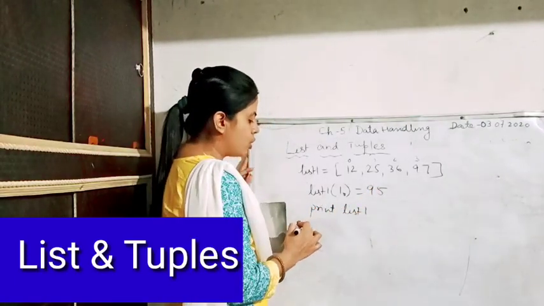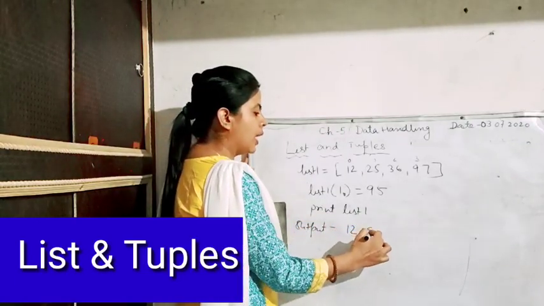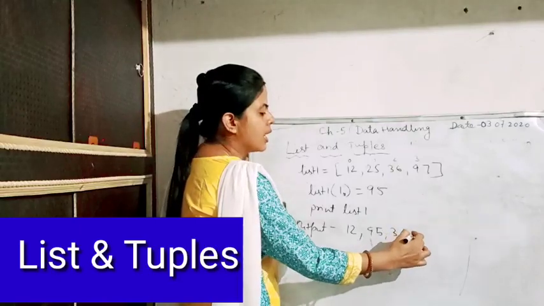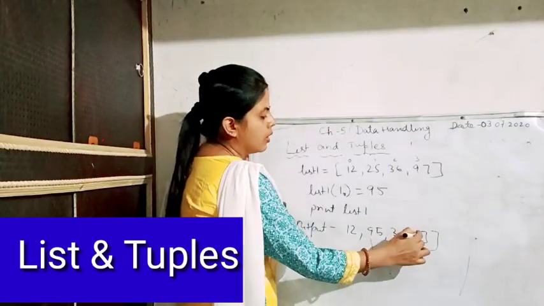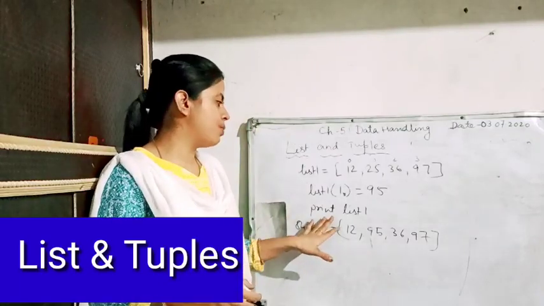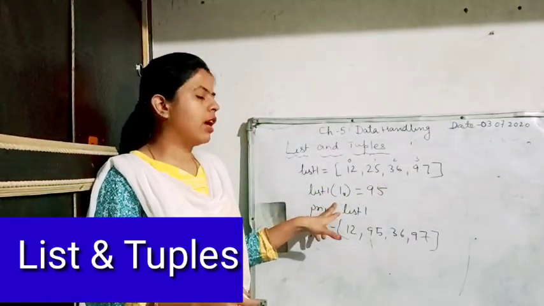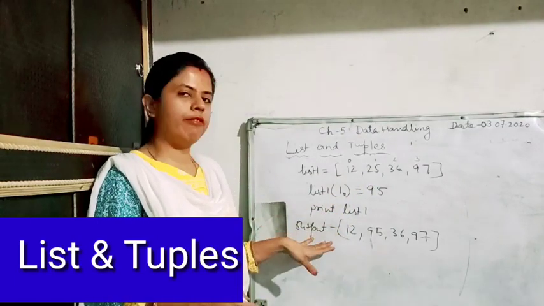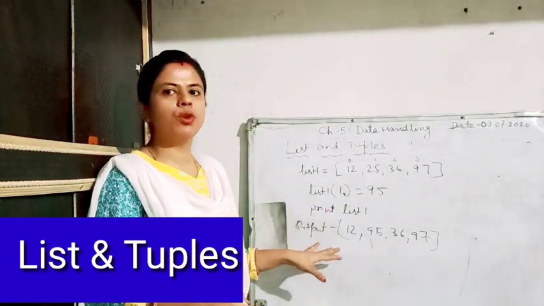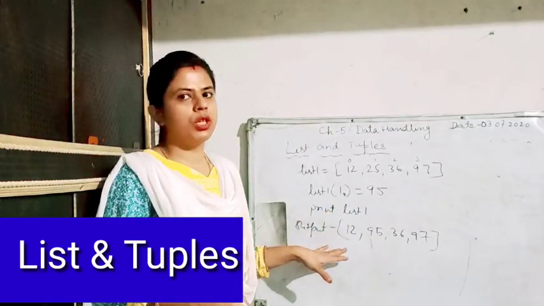So the output which you will get is 12, 95, 36 and 97. This is the output which you are going to get when you write this print statement, because with the index value we can change the value of the list. It can easily be modified. This is how lists are said to be mutable, because you can change their value from a position.